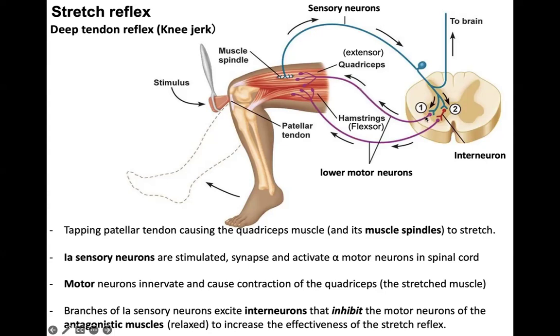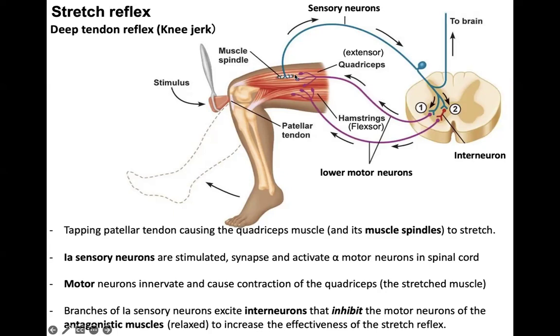So when you activate the motor neurons that go back, does anyone remember the neurotransmitter used at the muscle? What kind of neurotransmitter? We mentioned that a little bit. Acetylcholine. Yes, ACh, acetylcholine. Very good. So these lower motor neurons will release acetylcholine and then cause the muscle to contract.